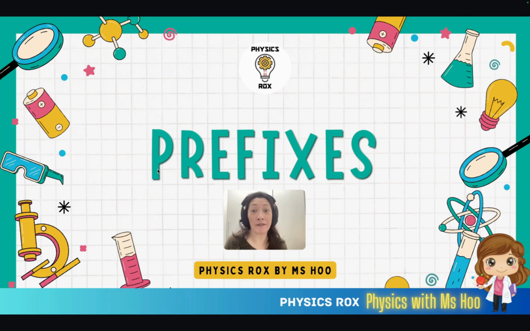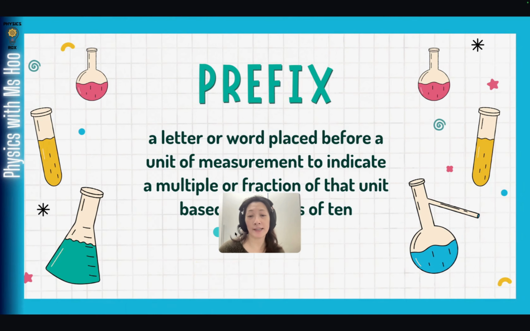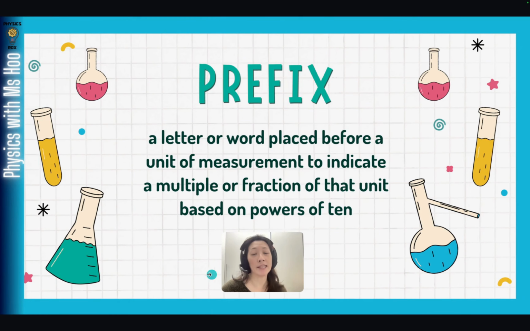So why are we learning this in physics? Because the term prefix in physics has a different meaning, and you do need to know your prefixes. In physics, a prefix is a letter or a word placed before a unit of measurement to indicate a multiple or fraction of that unit based on powers of 10. So prefixes are used together with units. If this definition doesn't make sense, don't worry, we're going to go through some examples, and once you learn those examples, they're very easy to understand.